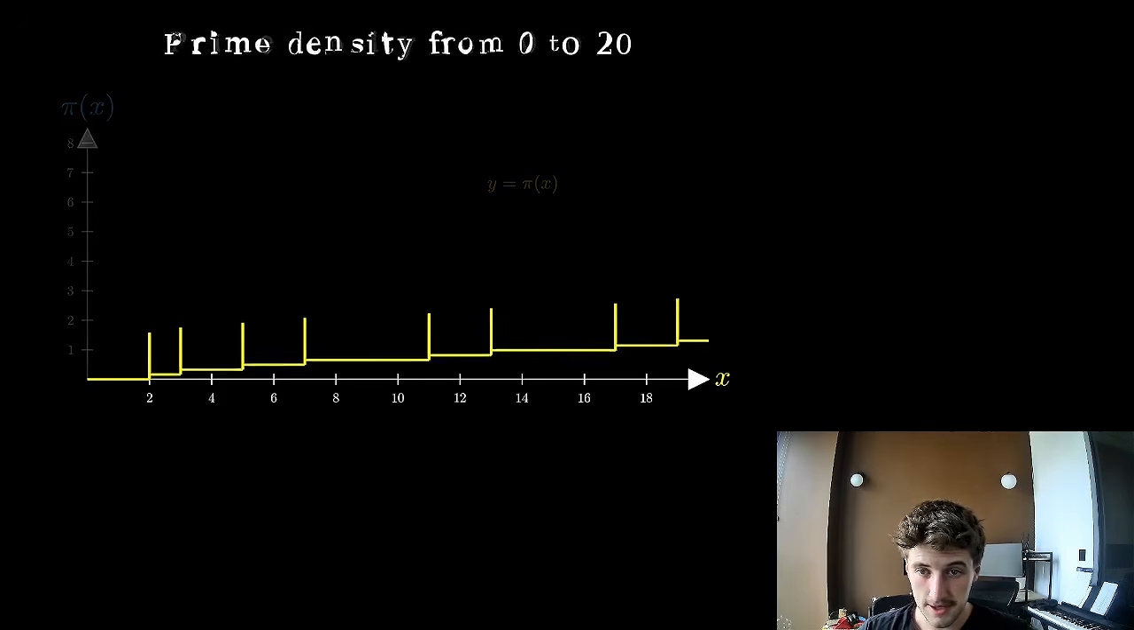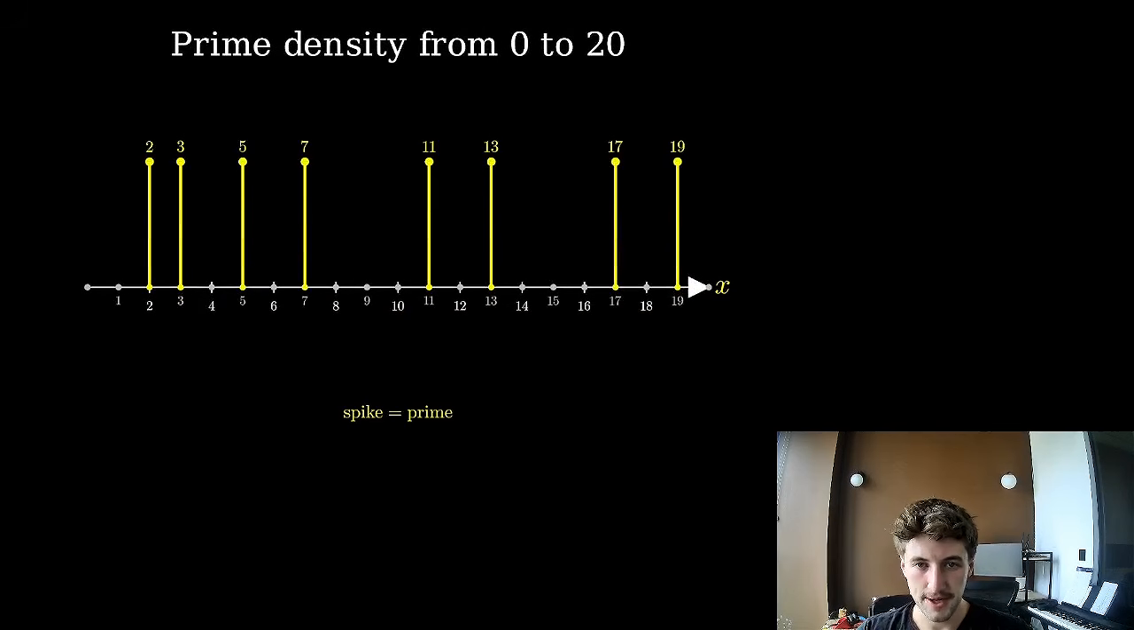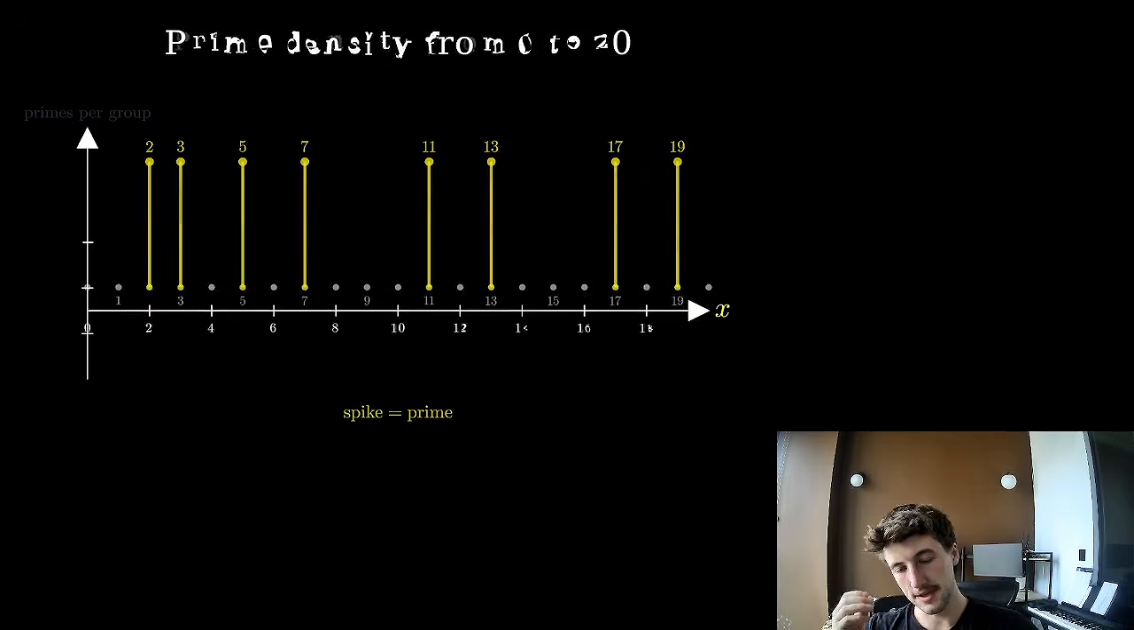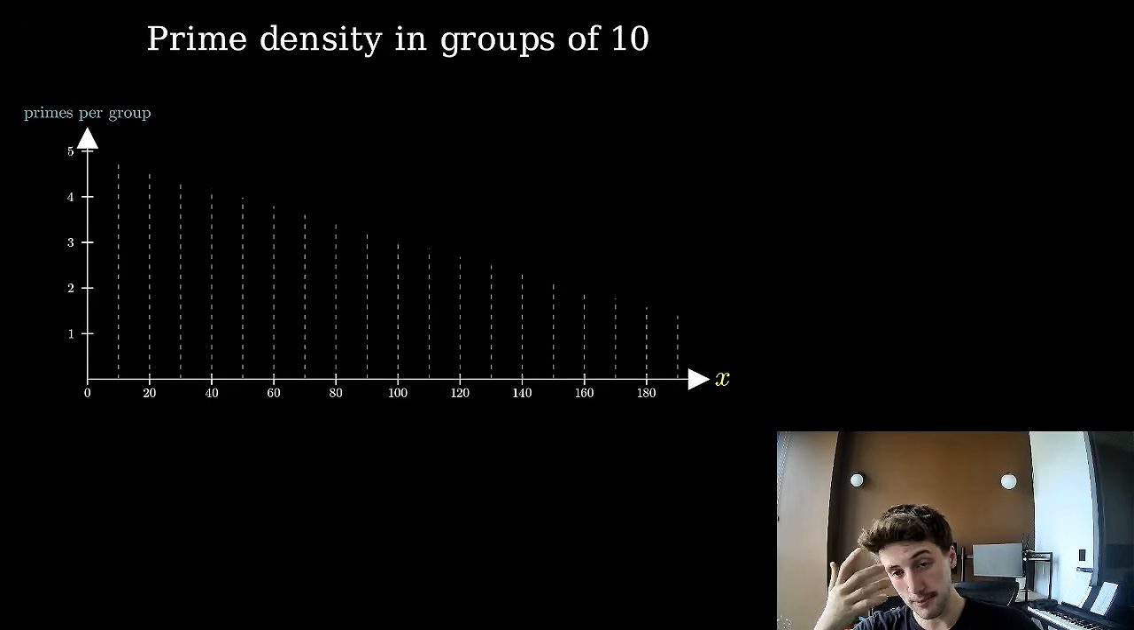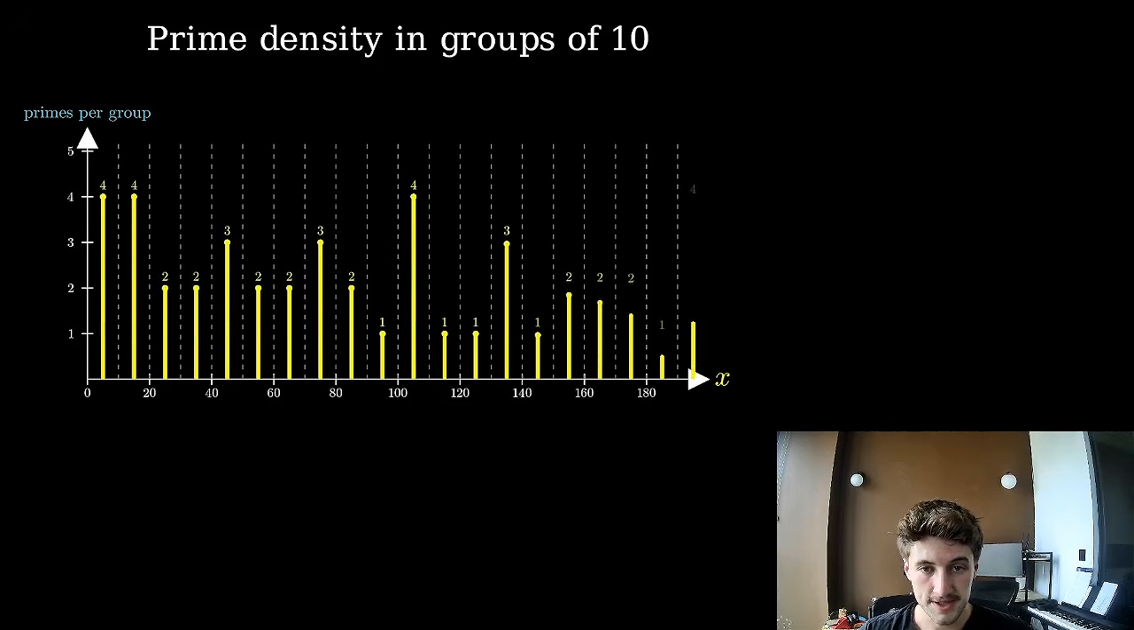And now let's look at it a different way. If we look at the prime density, this tells you basically where each prime lives. So we have 1 at 2, 1 at 3, 1 at 5, 1 at 7. So let's look at that on a different scale. Instead of looking at the prime density for every number, let's look at the prime density in groups of 10. So the first 10, 0 to 10, there are 4 prime numbers. Between 10 to 20, there's 4 prime numbers. Between 20 to 30, there's 2 prime numbers, and so on.